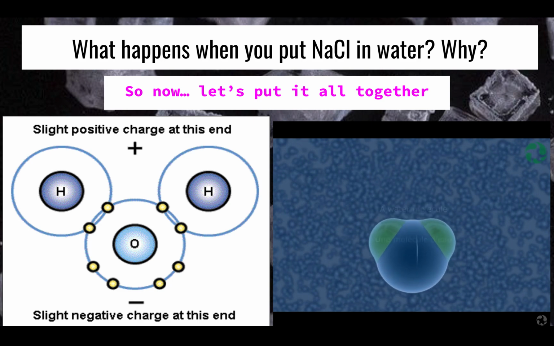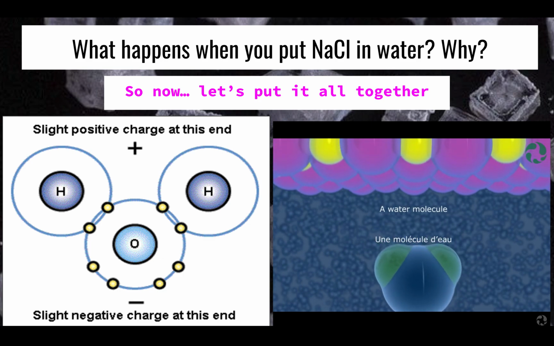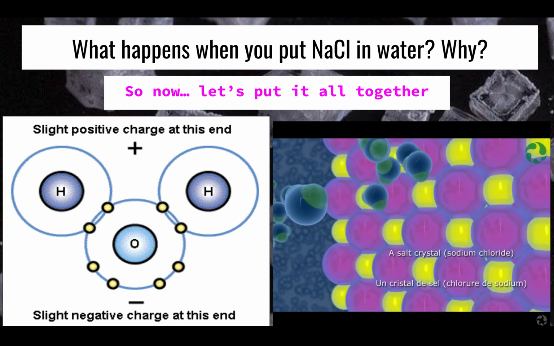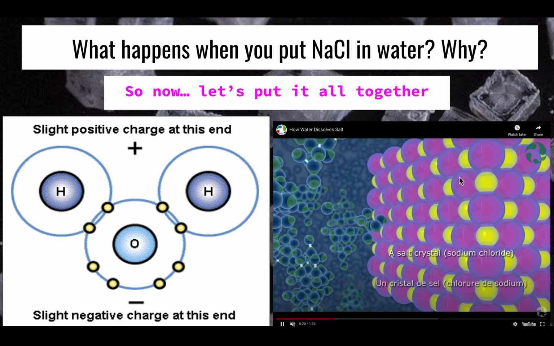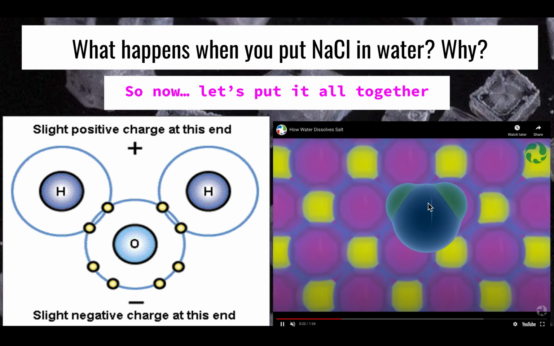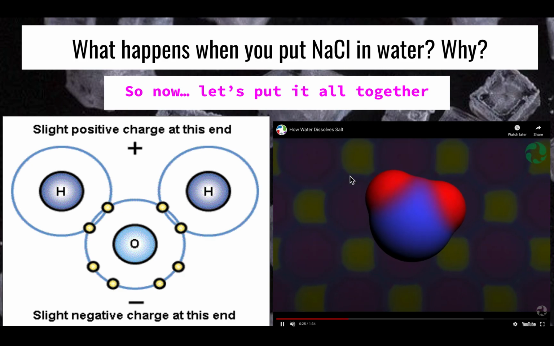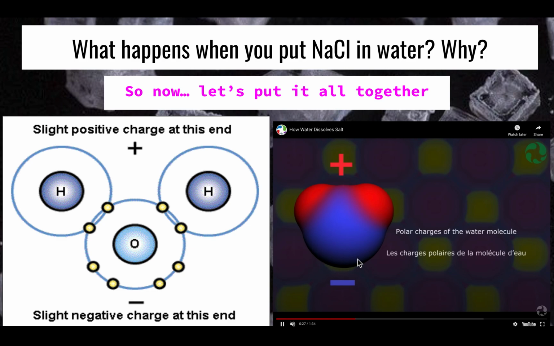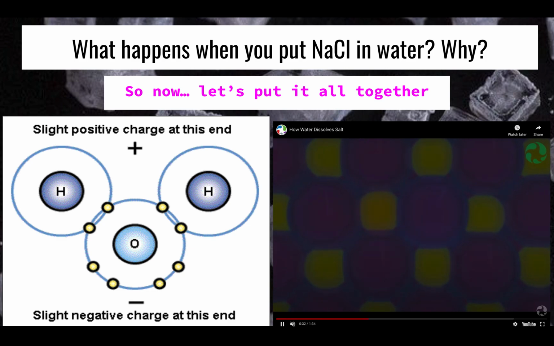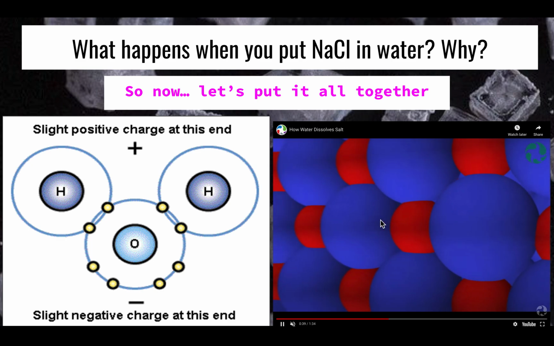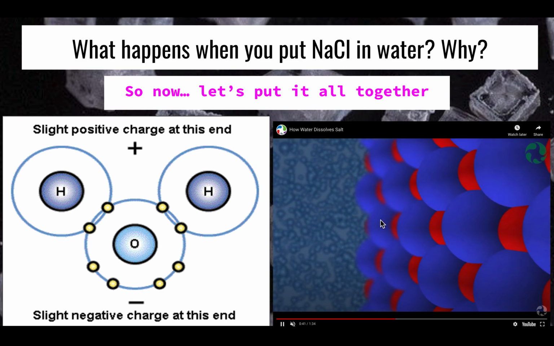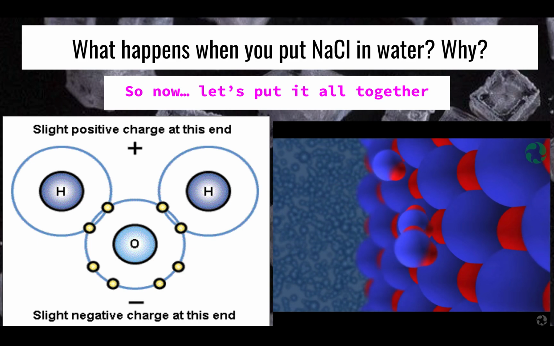Okay, here's our water molecule. The big blue thing is oxygen, the little green things are hydrogen, right? And then our sodium crystal, we've got purple chlorine, and yellow sodium. And polar charges of the water molecule, positive side with the hydrogens, negative side with the oxygen. And our sodium chloride, we have positive, negative, positive, negative, repeating patterns like that.